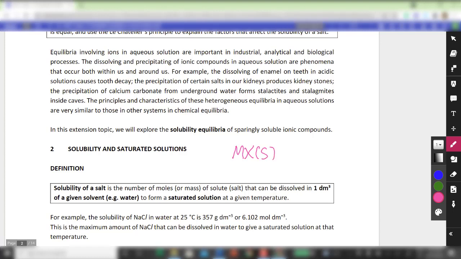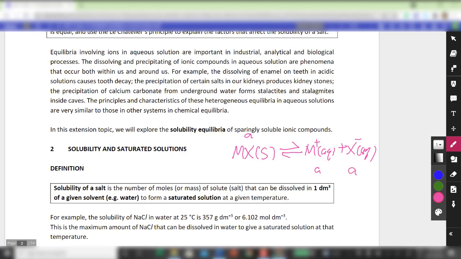So this particular salt, despite being insoluble, is actually able to maintain a small concentration of the cation. In this case, we assume that the charge is +1, and a small concentration of the anion at a given temperature. So we say that although the solubility is very low, let's say the solubility is A. So at equilibrium, I will have A moles of M plus and A moles of X minus.